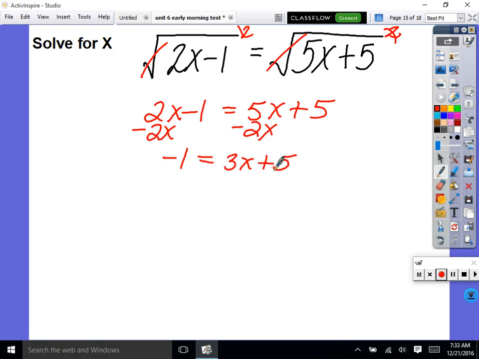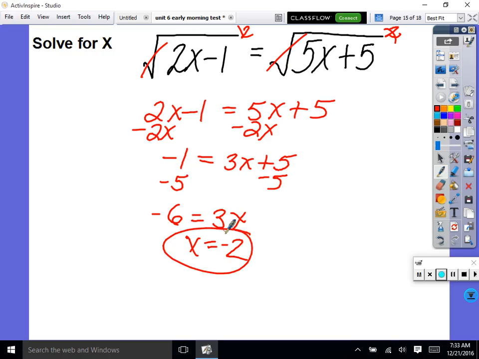Then we would subtract 5. I always have people not know how to solve linear equations and I get confused. Negative 6 equals 3x. So x equals negative 2, correct? We would plug it in. That one does work as well. So all of my examples I made up happen to have all non-extraneous solutions. However, on the test, make sure you're checking.